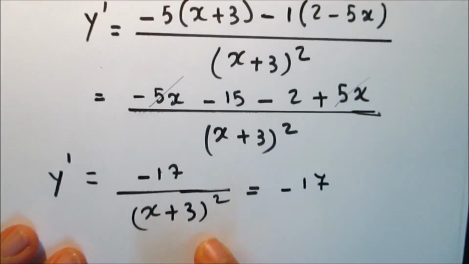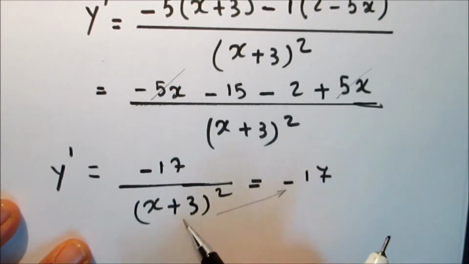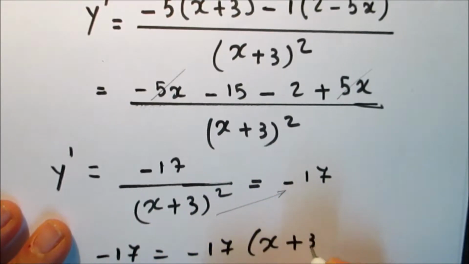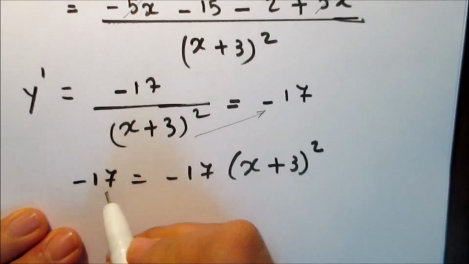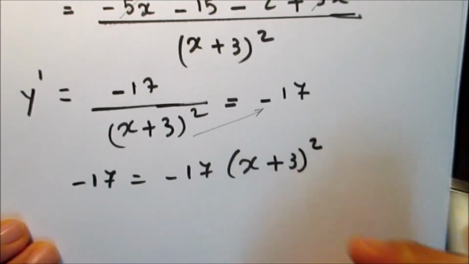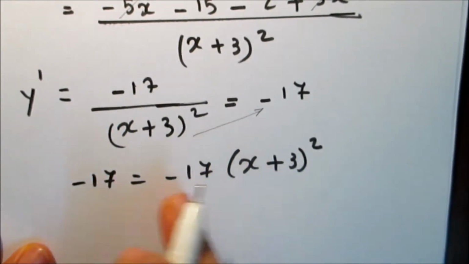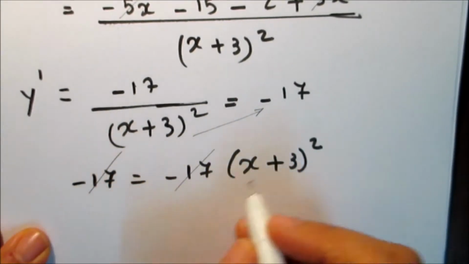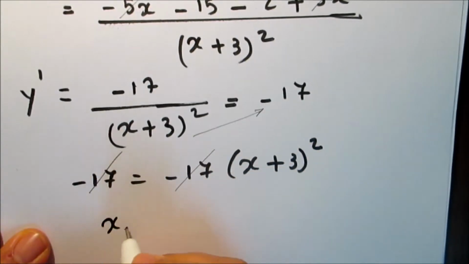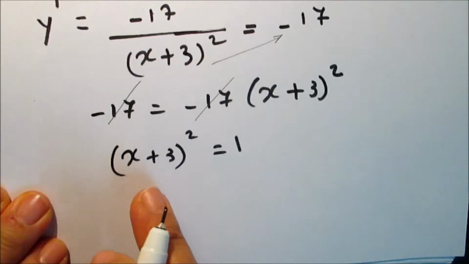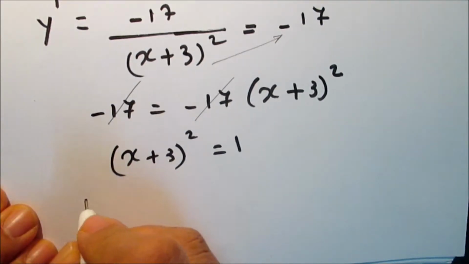Now we have an equation. We cross multiply, so negative 17 equals negative 17 times (x plus 3) squared. Divide both sides by negative 17, so the negative 17 is cancelled. So (x plus 3) squared equals 1.